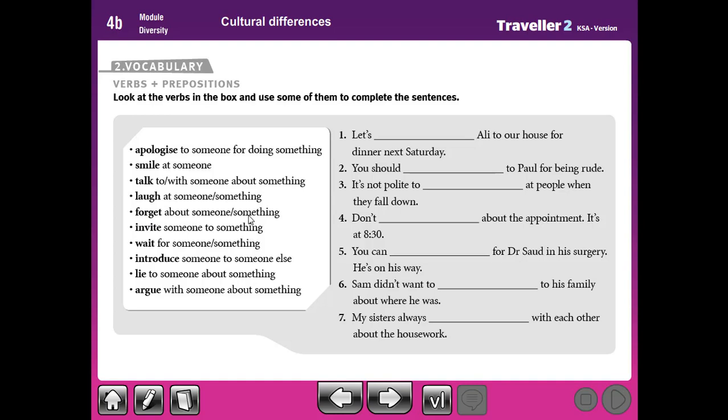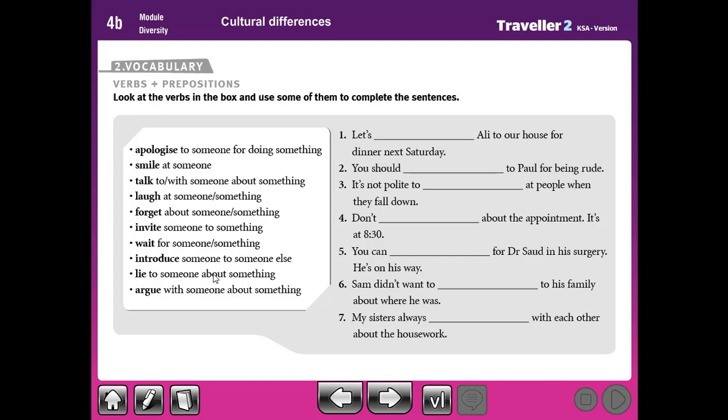Forget about someone or something. So I forgot about the meeting. I forgot about him. Invite him. I invited Ahmed to my house. I invited Ahmed to the wedding. Wait for me, wait for the boss, right? Introduce someone to someone else. I introduced Ahmed to my brother.